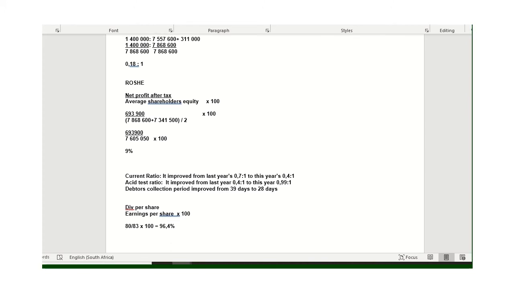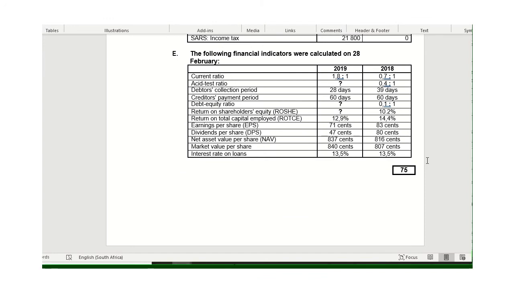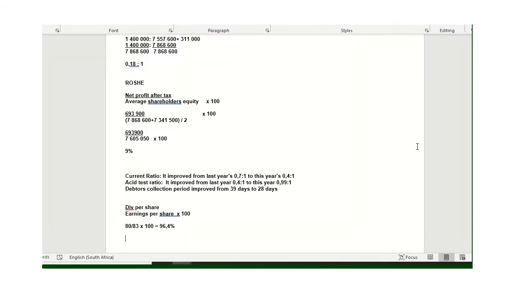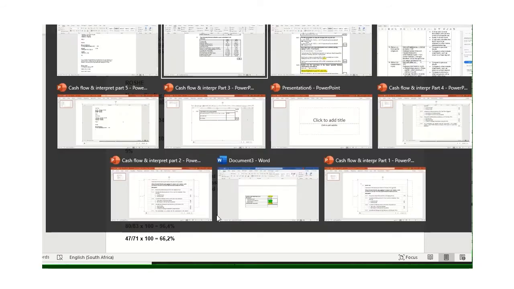This year, my earnings was 71 and my dividends 47. So much less percentage that I'm paying out. So 47 divided by 71 will give me the percentage. 47 divided by 71 times 100, and that gives me 66.2%. So there you can see why they say they're paying out much less. This year, paying out 66.2, last year 96.4.